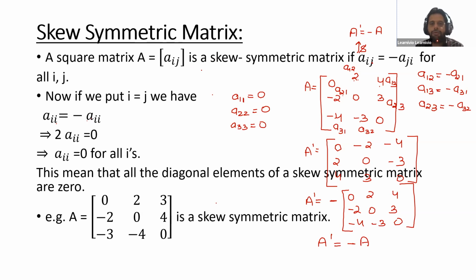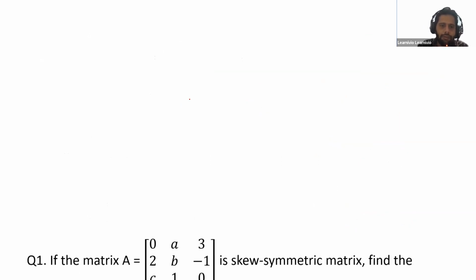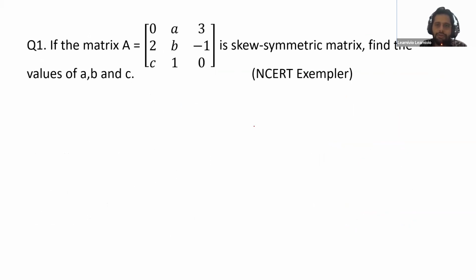Okay, very good. So we have done two topics. First is symmetric matrix. So what is a symmetric matrix? A transpose is equal to A. Second, we have discussed skew symmetric matrix where A transpose is equal to minus A. Okay, and we have done these conditions. Now this question is from NCERT exemplars. If this matrix is a skew symmetric matrix, find the values of a, b, and c. So please try this question and share your answer.